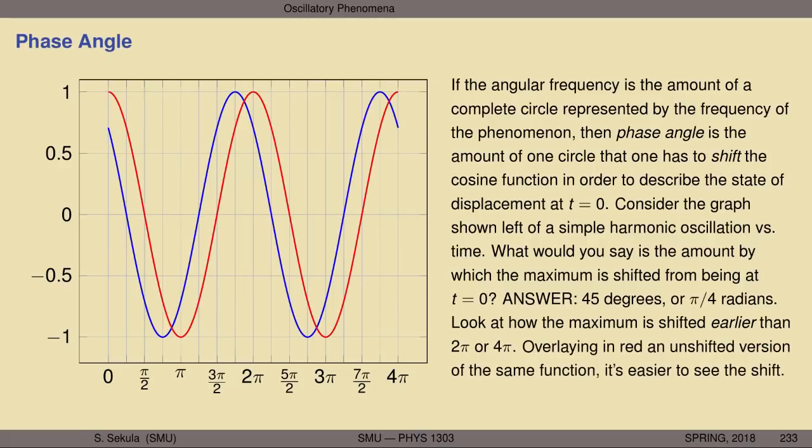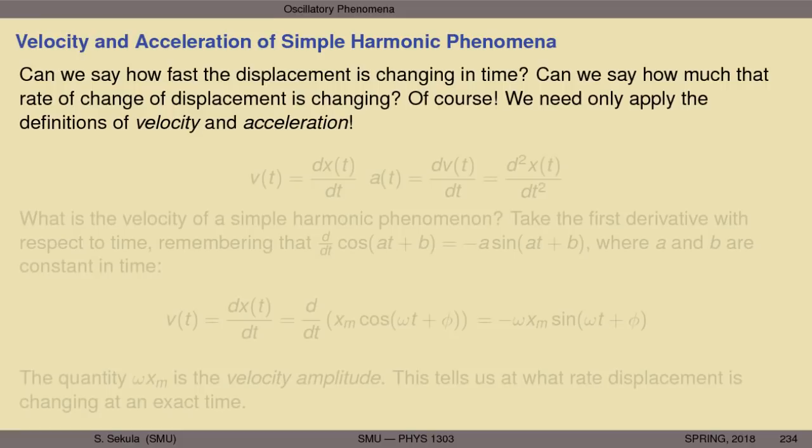It's much easier to see this if I overlay the unshifted curve in red. So see where the blue maxima are, see where the red maxima are. The red represents the non-phase shifted curve, describing the oscillatory phenomenon. The blue represents the phase shifted curve. And here I mean shifted by a phase angle of pi over 4 radians, or 45 degrees.